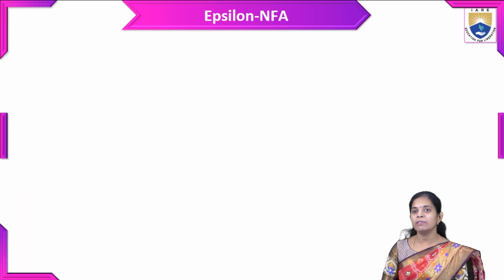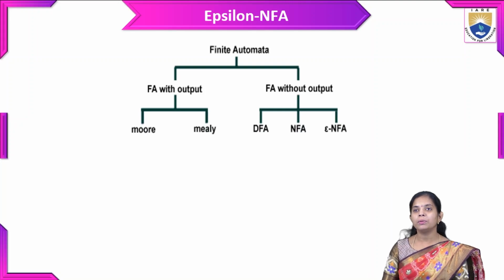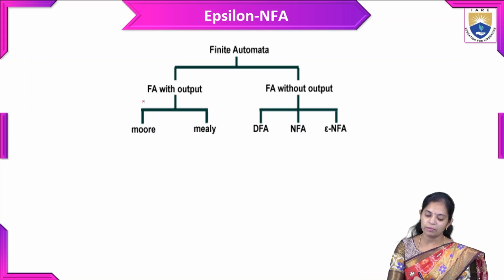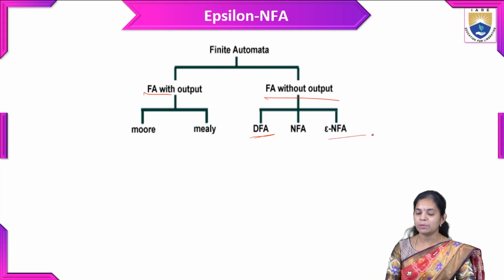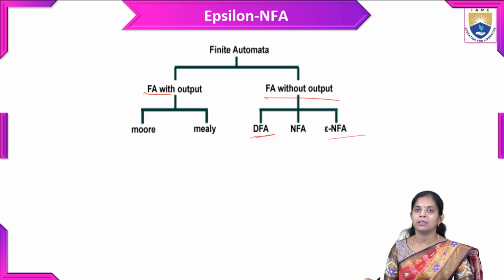Epsilon NFA is nothing but one of the finite automata. We have types of finite automata with output and without output. Here we are discussing the finite automata without output. We already discussed the NFA and DFA, that is, deterministic finite automata and non-deterministic finite automata. And now epsilon NFA, that is, epsilon moves in the NFA, a non-deterministic finite automata which has epsilon moves.